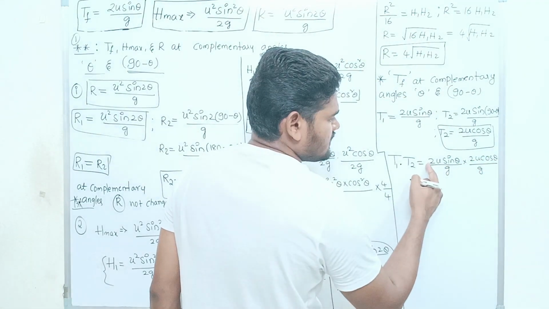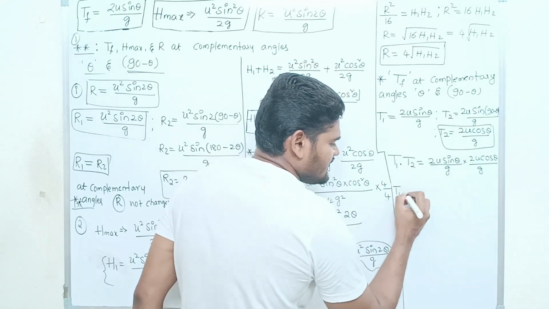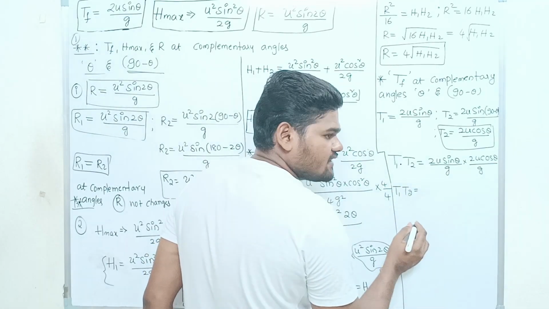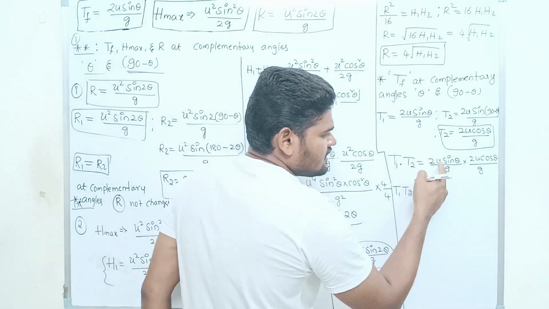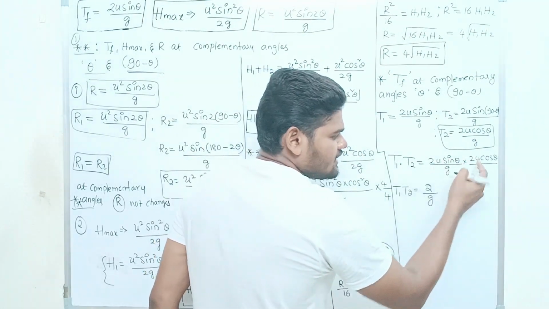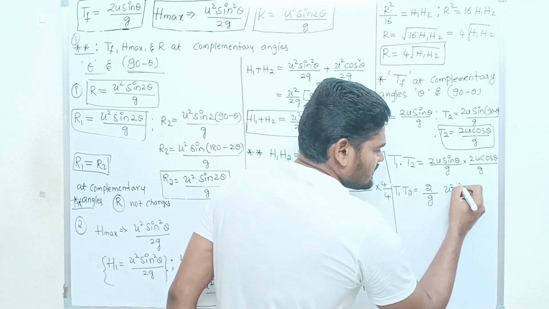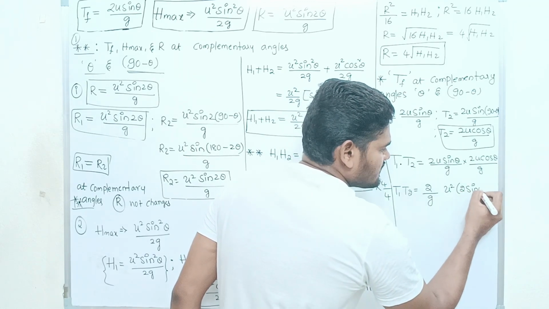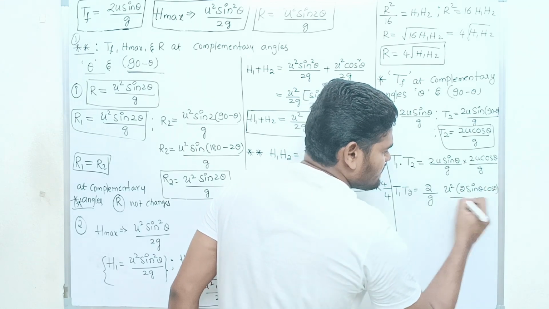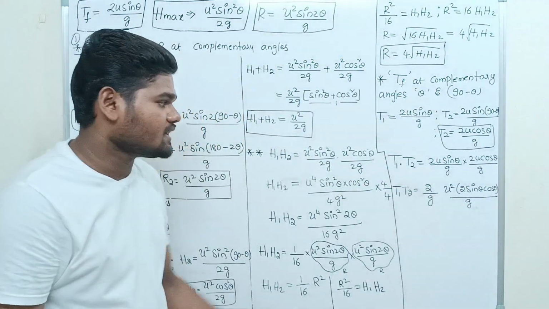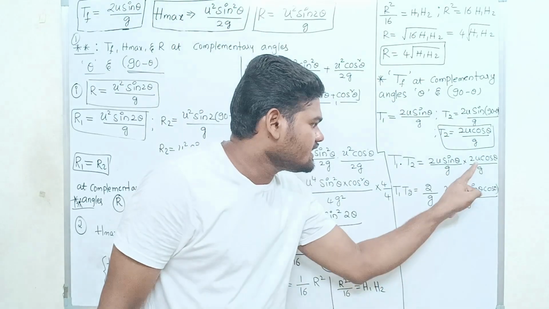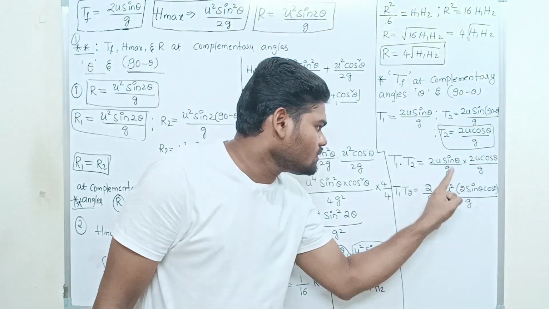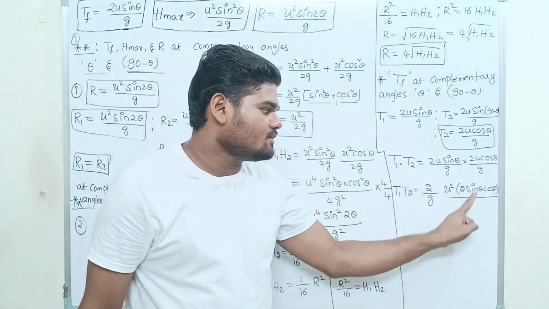Okay, so I'm just writing this equation as T1 into T2 is equal to 2 by g, 2 by g, here we have u and u into u square. I'm just writing 2 sin theta cos theta divided by again g. Are you getting it? So here 2 by g is there, u into u square, and here 2 is there again, so 2 into sin theta cos theta divided by g.